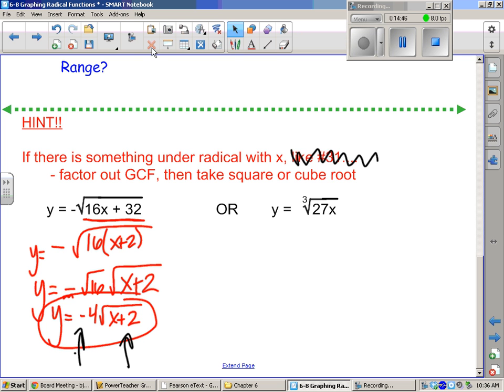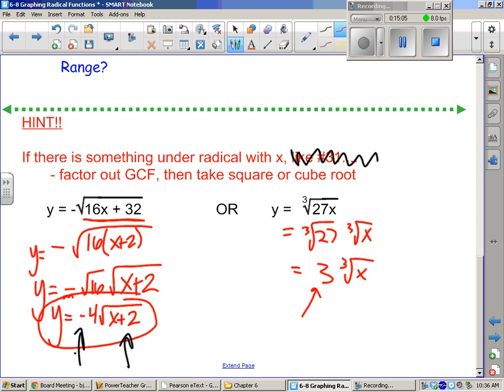Let me try the next one. Okay, we have cube root of 27x. I'm going to split it into two parts. Cube root of 27 and the cube root of x. Cube root of 27 we do know as 3, and then cube root of x. So we have a stretch of 3, and then the rest is just normal. Yeah, there's no left or right or up or down because there's no k. Yep, so no translation on that one.